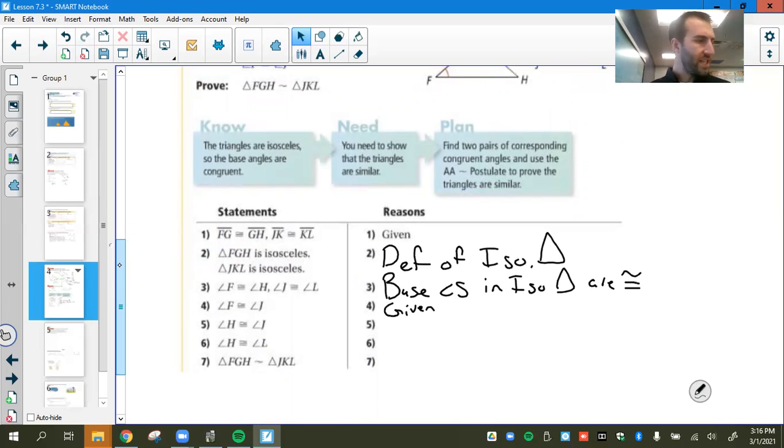Number 5, angle H is equal to angle J. That is the transitive property. As is number 6, also the transitive property. And number 7, how can we prove that? Well, we just found that two angles are equal in the same triangle, so angle-angle similarity. Done.